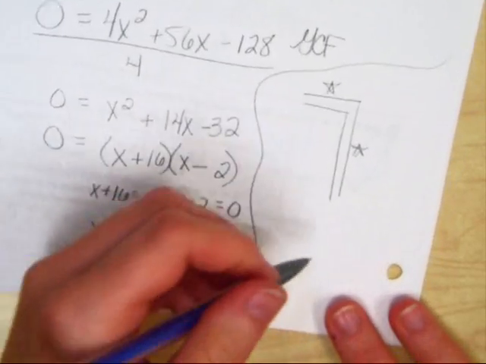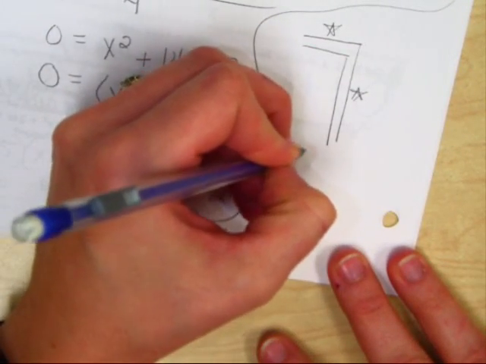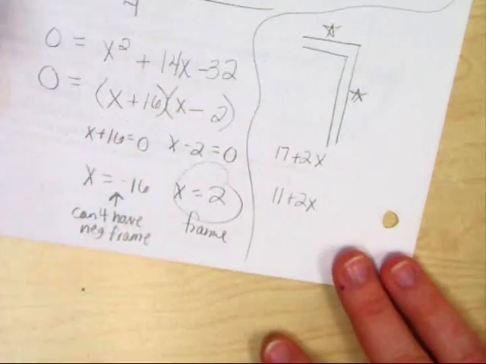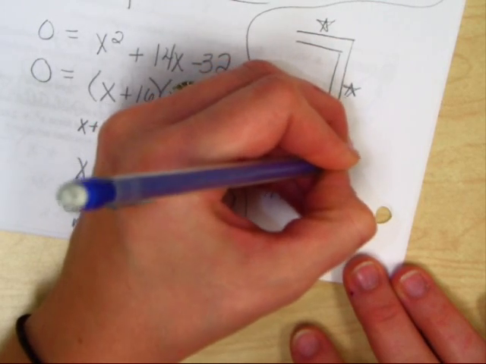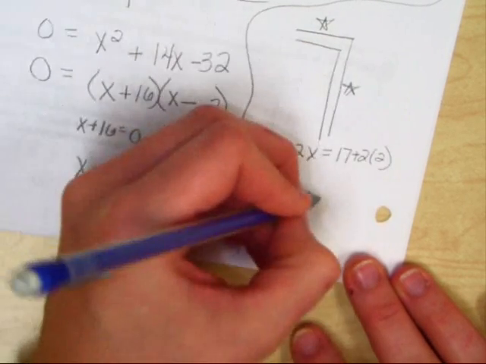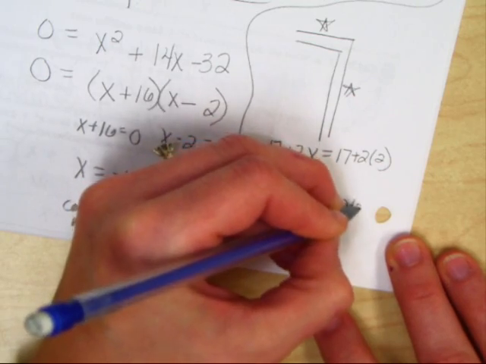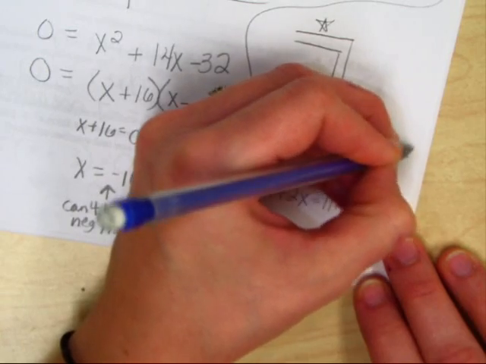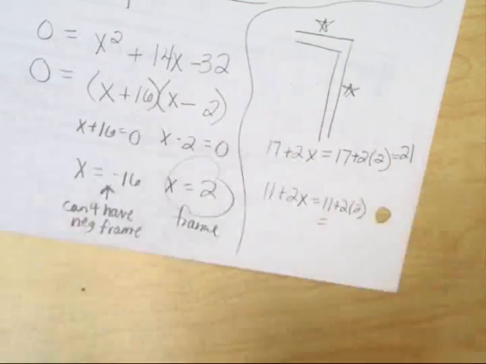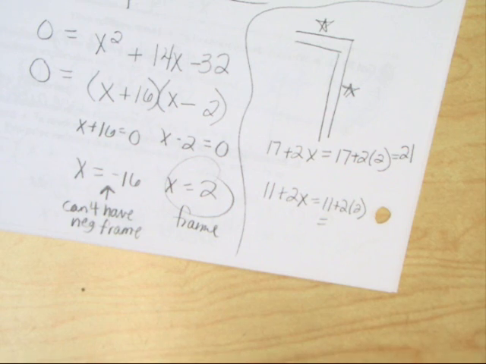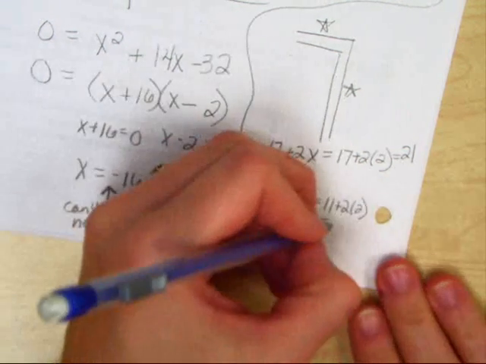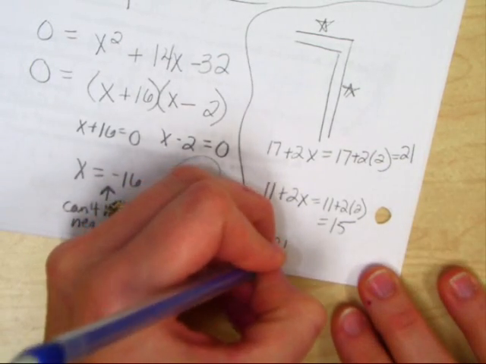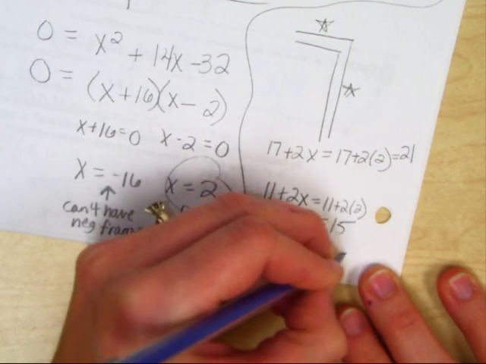Just plug them into what we had. We had 17 plus 2x, and we had 11 plus 2x. Those were the length and the width. So this is 17 plus 2 times 2. This one is 11 plus 2 times 2. So the width up here is 21. The length down here is 11 plus 4 makes 15. So if they're wondering what the total is going to be, it's going to be a 21 inch by 15 inch.